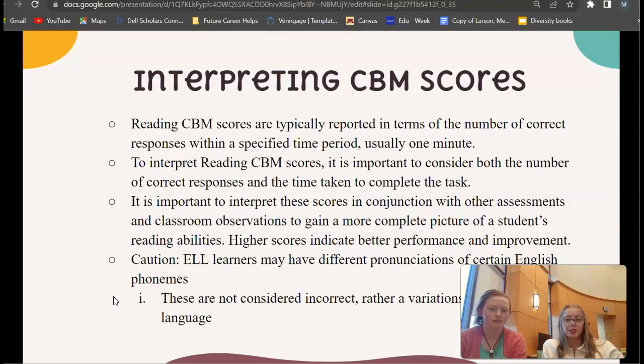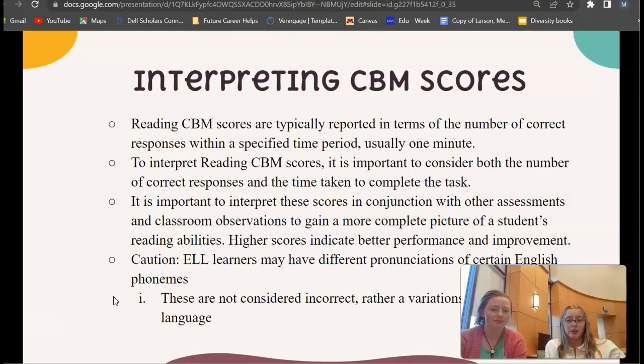To interpret reading CBM scores, it is important to consider both the number of correct responses and the time taken to complete the CBM. It is also important to interpret these scores in conjunction with other assessments and classroom observations to gain a complete picture of the student's reading abilities. Higher scores will often indicate better performance and more improvement overall.